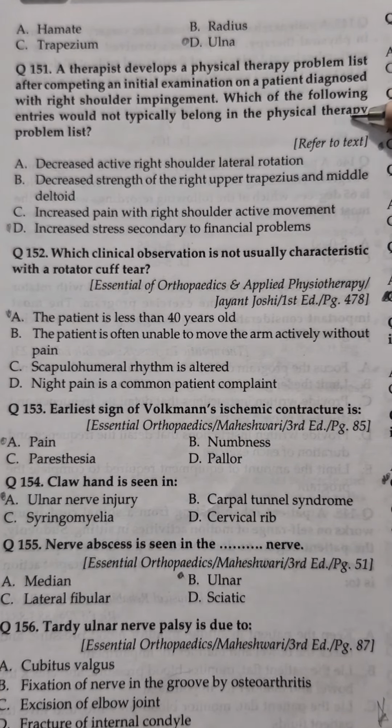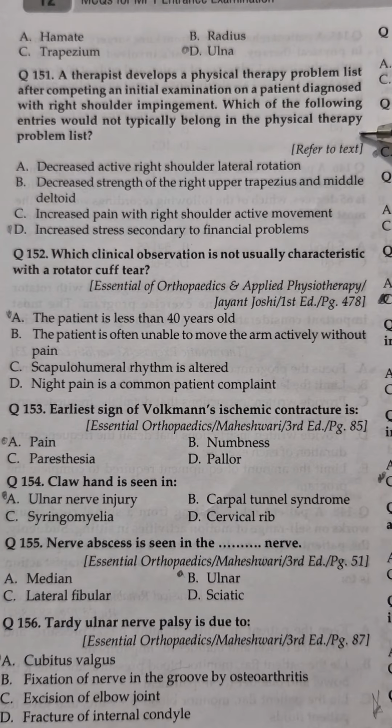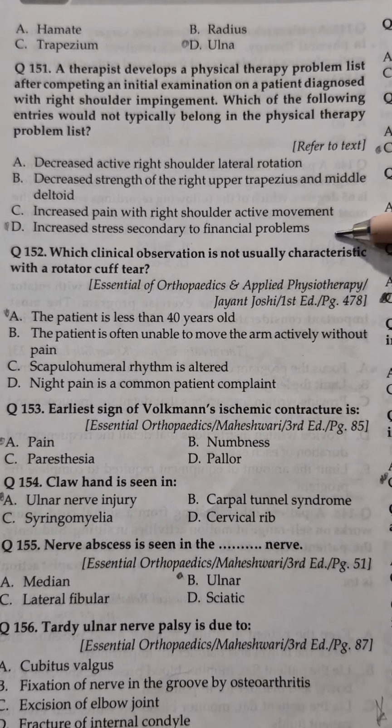A therapist develops a physical therapy problem list after completing an initial examination on a patient diagnosed with right shoulder impingement. Which of the following entries will not typically belong in the physical therapy problem list? Answer: increased stress secondary to financial problems.